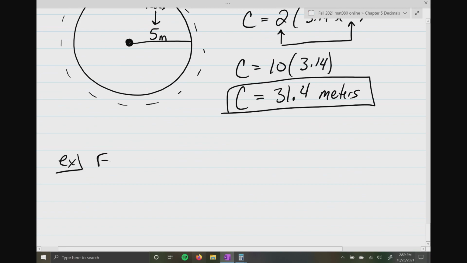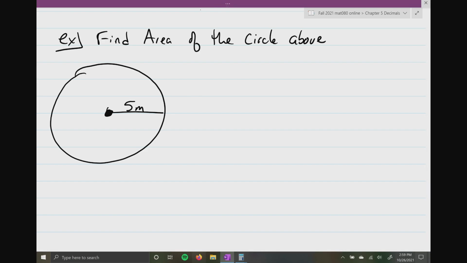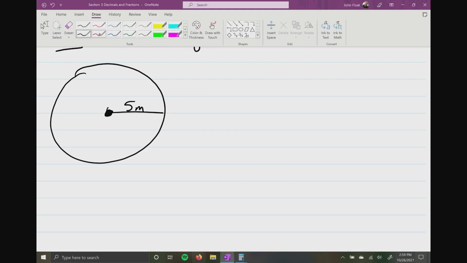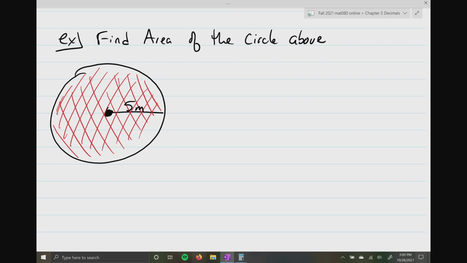Okay? Now, if I wanted to find the area of the circle above, and let me just draw the circle again. So there's my circle. Here's my radius. It's 5 meters. Area, remember, is going to be the inside dimension of the circle. So it's like if you were to paint this, that would be the area. So now you need another formula. So the formula for area is going to be pi times r squared.